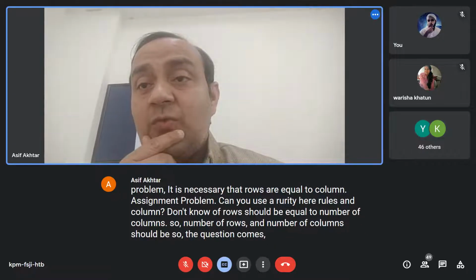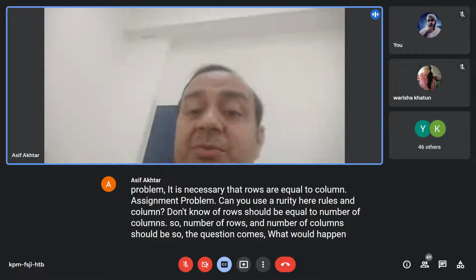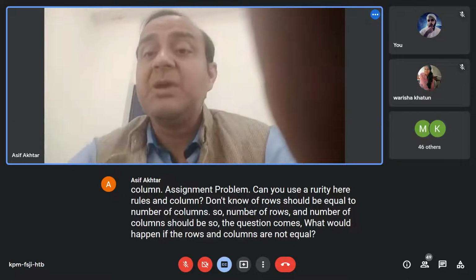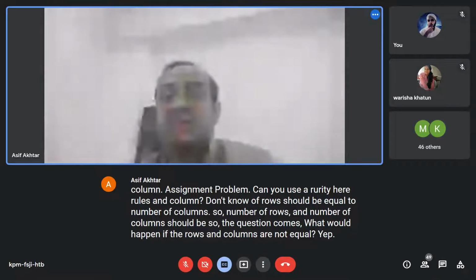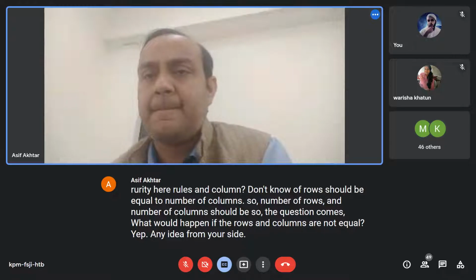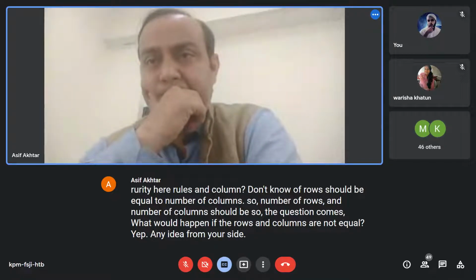So the question comes, what would happen if the rows and columns are not equal? जब क्या होगा जब rows and columns बराबर ना हों? What will we do in that situation? Any idea from your side? क्या करना होगा हमें?